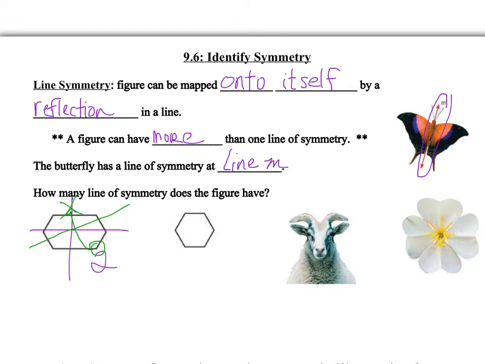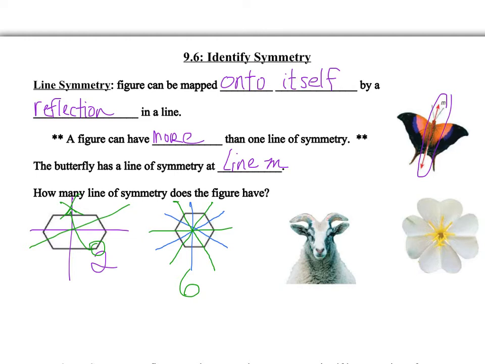So then on the next figure, we could go up and down and go through each of the middle of the sides. So that's 1, 2, 3. And then you could also go through the corners. So 4, 5, 6. So there'll be 6 lines of symmetry in that figure, the regular hexagon.